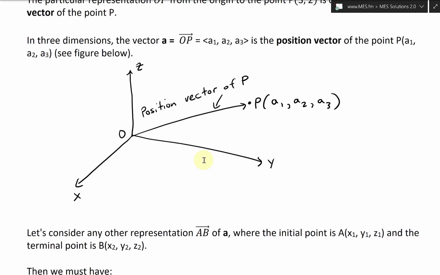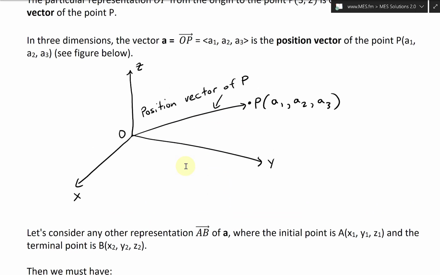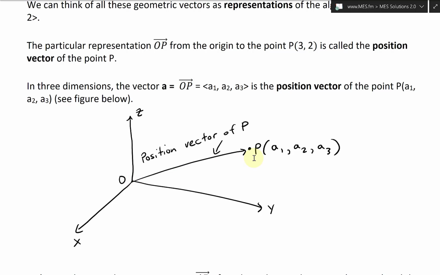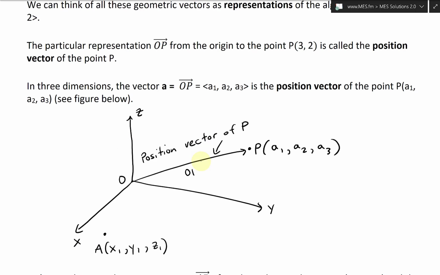Alright, so now let's take this further. Let's consider any other representation, we'll call that from A to B, of this vector A, which has position vector OP. So from 0 to P, it's over here, but we'll take this exact same vector and move it anywhere else. The initial point is A, with coordinates x1, y1, z1, and the terminal point is B, with x2, y2, z2. So let's say we start instead at this point A. This has x1, y1. This is going to be our z1. And now we want this exact one right here. So this is OP, like that.